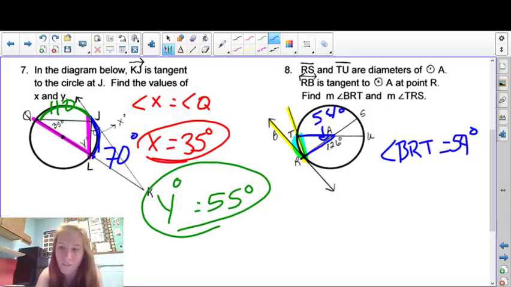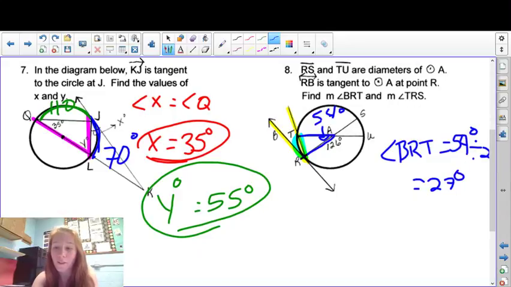I'm sorry, he's half of the arc. So my arc is 54 degrees, so he is half of that. So he's actually 27, I apologize. We're not talking about the arc, I'm looking for that angle. The angle is half of the arc. So I found the arc, so there's the angle.